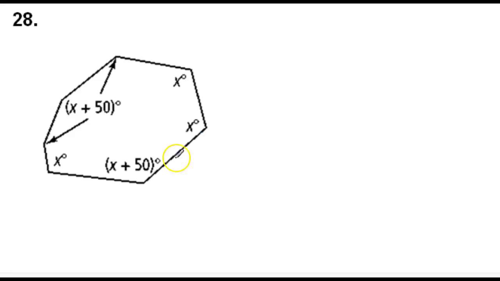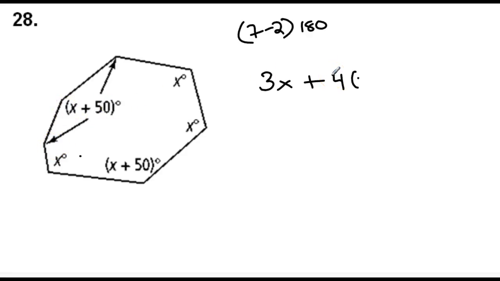So what's the sum of a 7-sided figure? It's going to be 7 minus 2 times 180. So 5 is how many triangles it has. 180 degrees in each triangle gives me 900. I know that all of these must add up to 900. So I've got 1, 2, 3 of them are x's, so 3 times x, plus I've got 1, 2, 3, 4 are x plus 50. So 4 times x plus 50, all of that gives me 900.